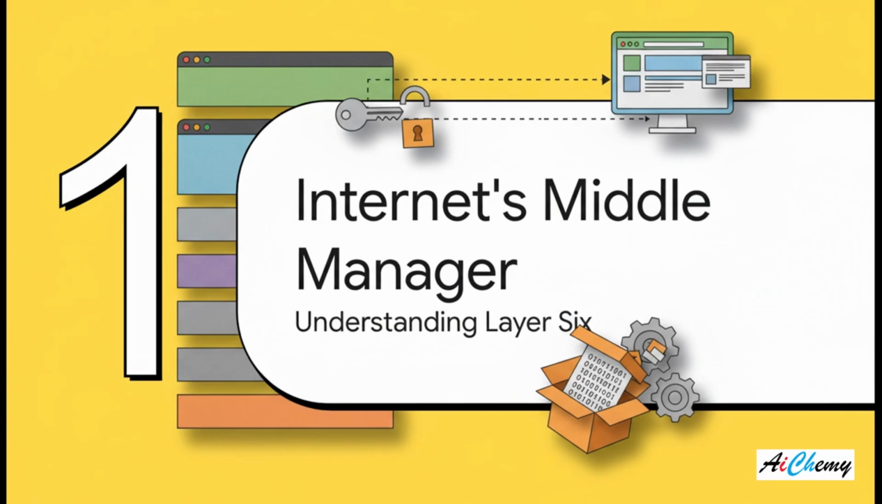In the big complex map of the internet, what the experts call the OSI model, the presentation layer is layer 6. Now, you don't need to memorize that, but what's important is where it sits, right below the apps you actually see and touch, doing all the critical prep work behind the scenes.